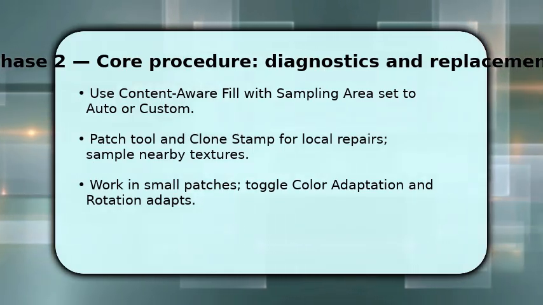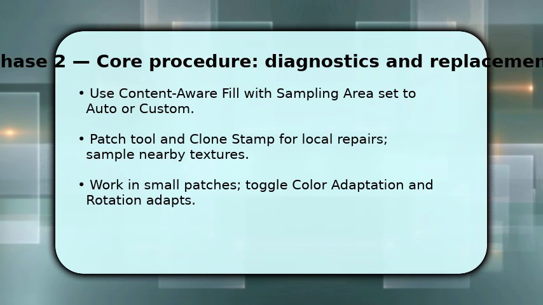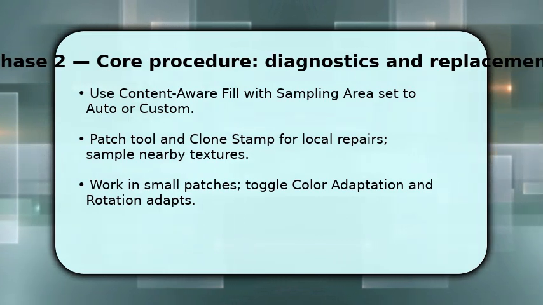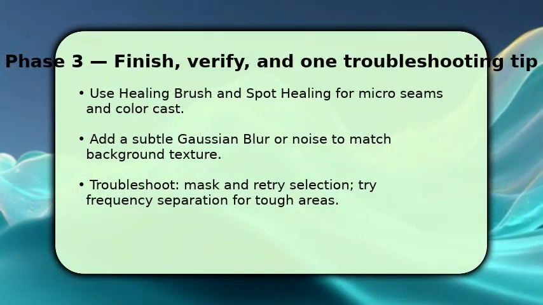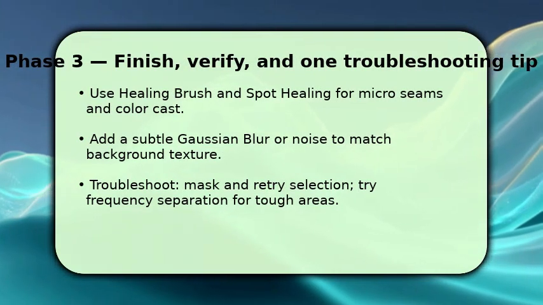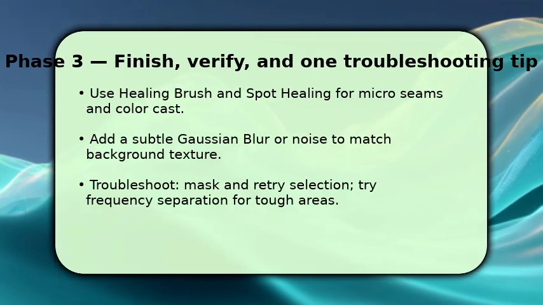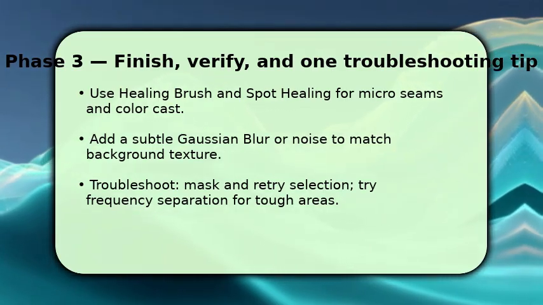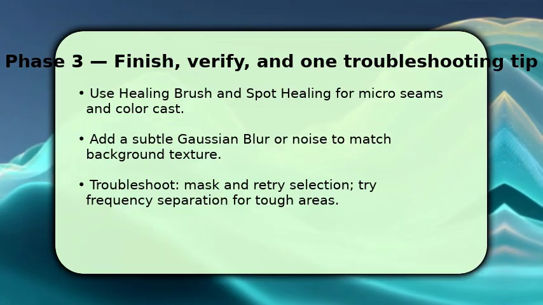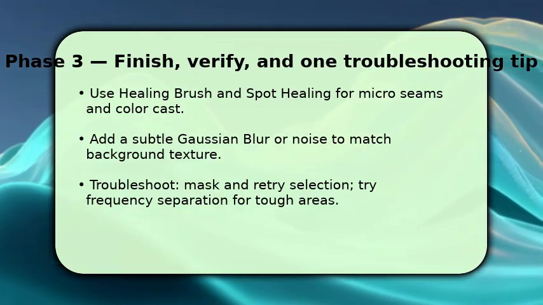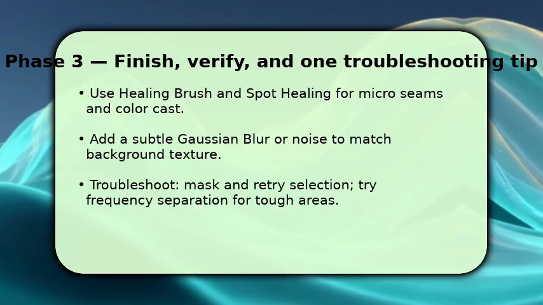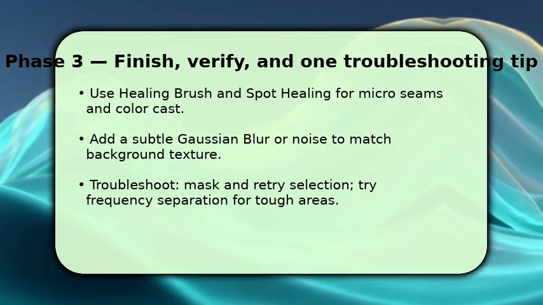Toggling color adaptation and rotation adaptation helps match lighting. Finish by inspecting edges at 100% magnification. Use the spot healing and healing brush to remove seams and correct minor color shifts. If the filled area looks too sharp, add a subtle Gaussian blur or tiny noise to match surrounding grain. Once satisfied, flatten or keep layers organized.